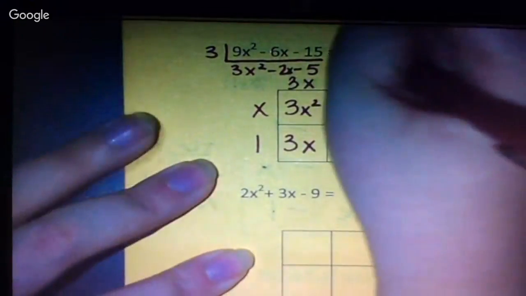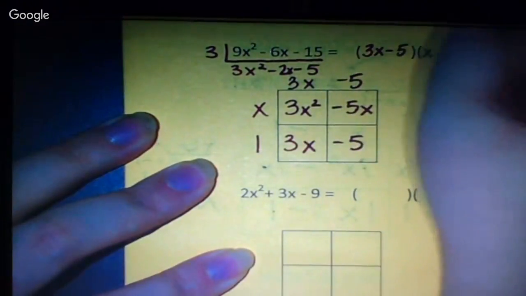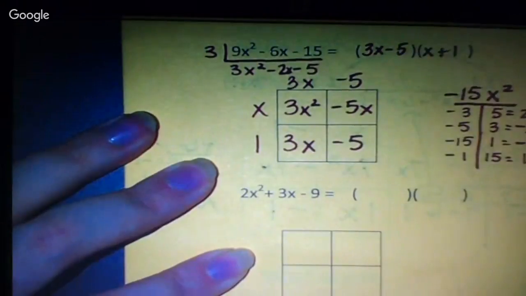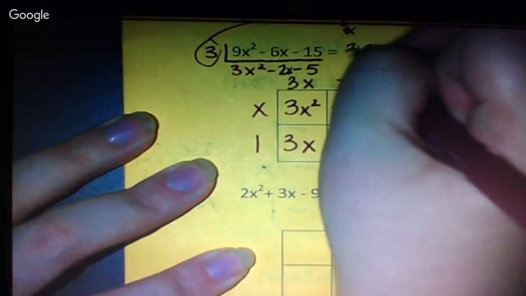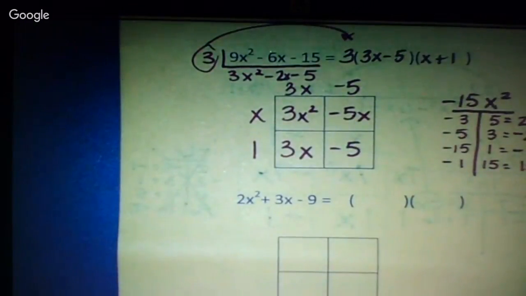So your first factor is 3x minus 5. Your second factor is x plus 1. And again, bring over the 3. Okay. So how would I check myself? By plugging it in, right? You don't need to plug it in. How do I check myself here? How do I solve? Good.